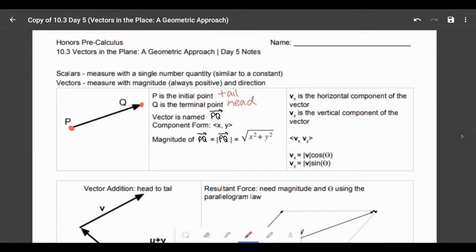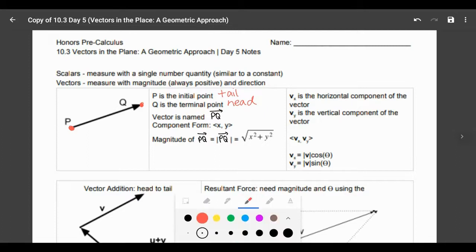Now, how did we come up with this expression to find the magnitude? Well, in order to look at that, let's first circle back to our component form. So on the left here, we denote our component form, Vx and Vy, as the horizontal component and the vertical component of the vector respectively.